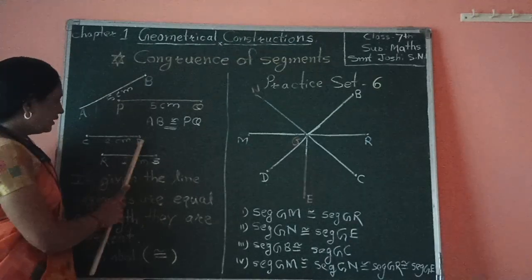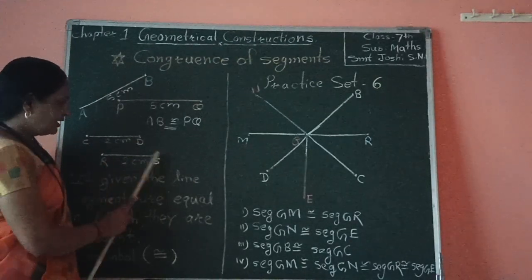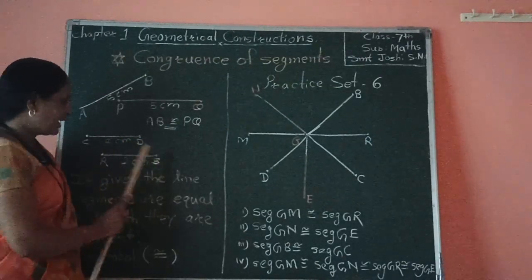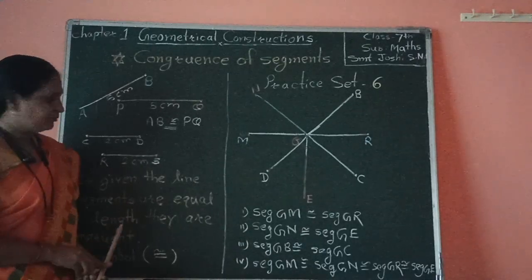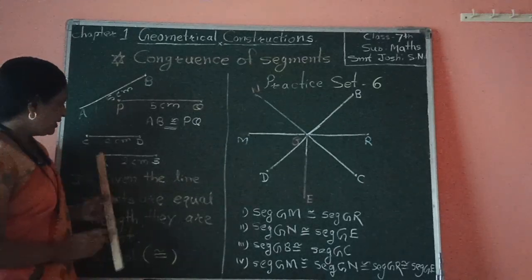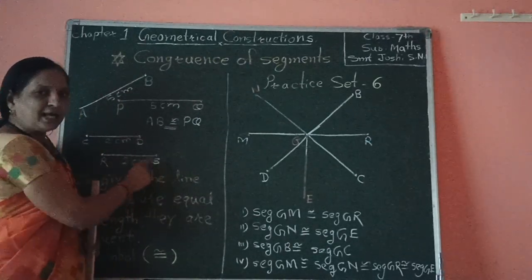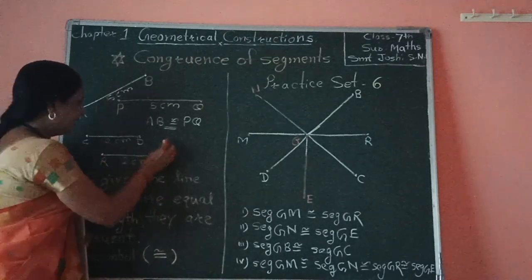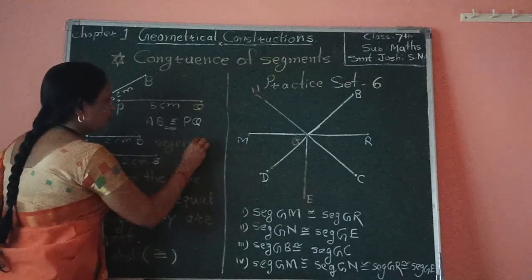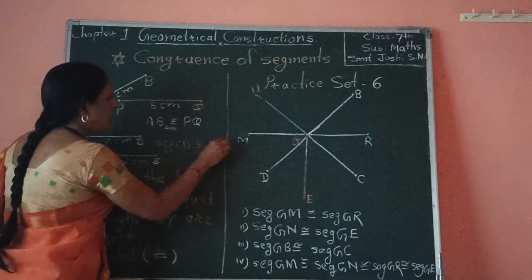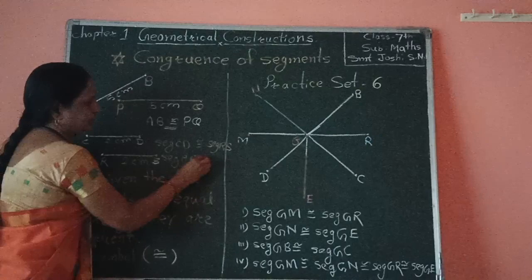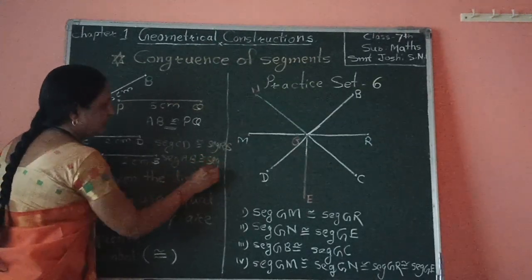See, line segments CD and RS. The length of CD is equal to 2 cm and the length of RS is equal to 2 cm. This means the lengths of these two line segments are equal, so CD and RS are congruent. Symbolically it is written as seg CD congruent to seg RS, and seg AB congruent to seg PQ.